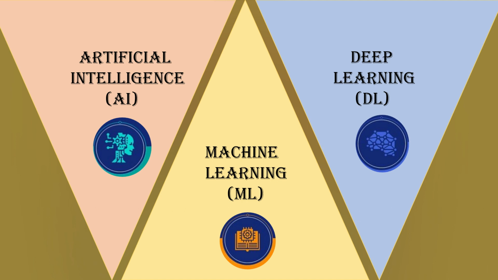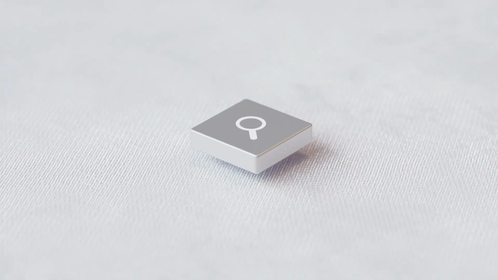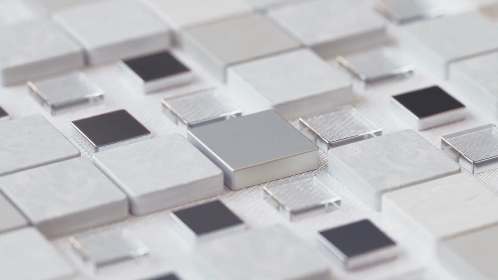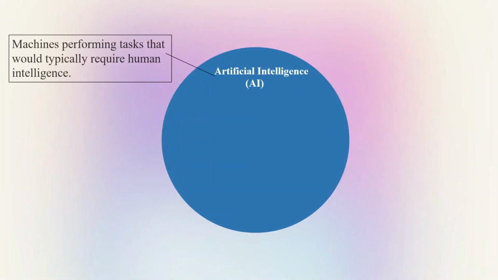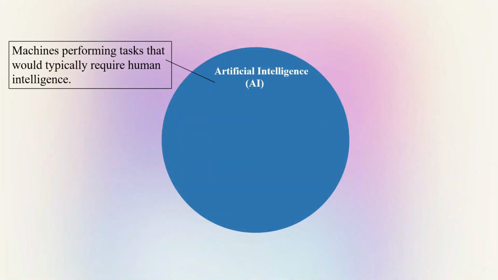Artificial intelligence, machine learning and deep learning are closely related to each other, but refer to different concepts in the realm of computer science and artificial intelligence. Artificial intelligence refers to machines performing tasks that would typically require human intelligence. It encompasses a broad range of techniques, including machine learning and deep learning.